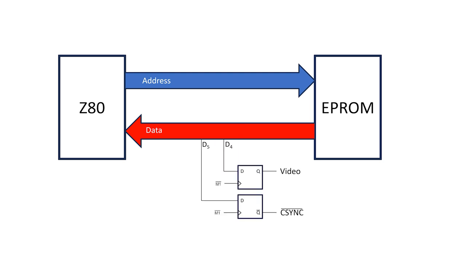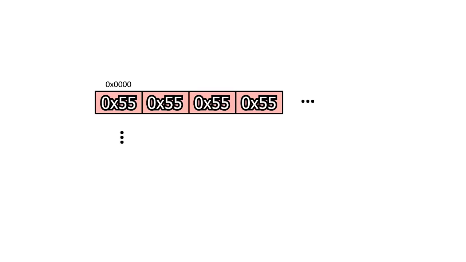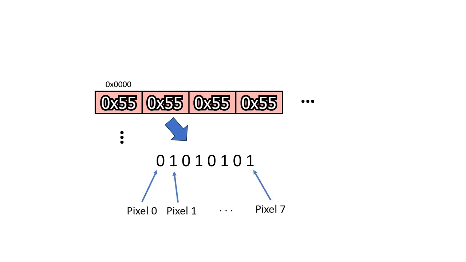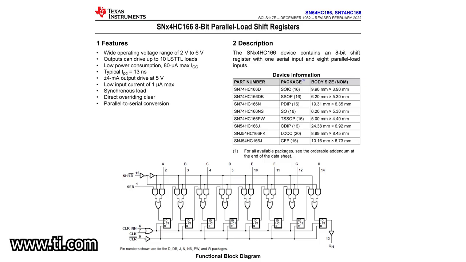Before, we were just using raw data clocked off the data bus to feed the video circuit, but now we're going to need to break down each byte into individual bits, then display them one at a time in sequential order. The chip that I'm going to use to do this is the 74HC166 shift register.